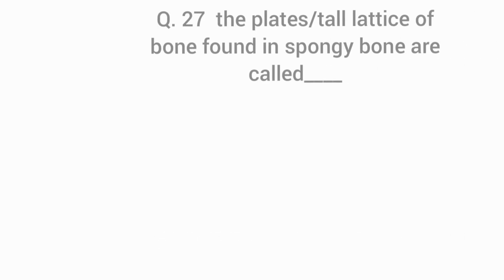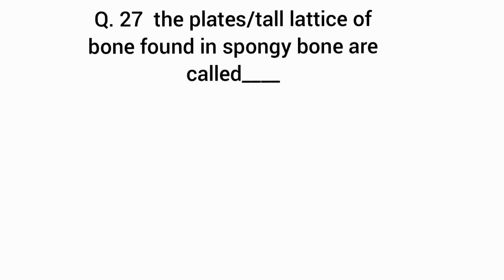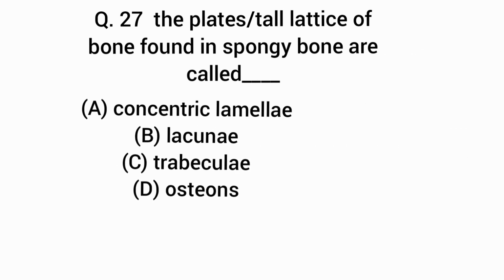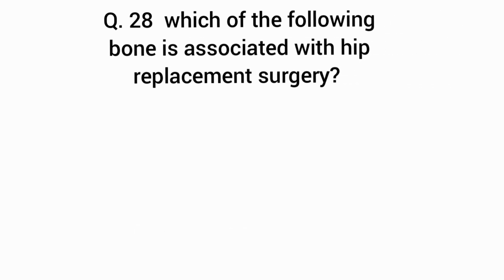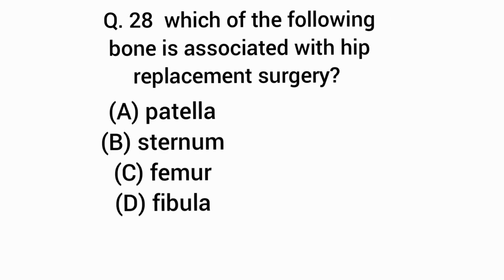Question number 27. The plates and lattice of bone found in spongy bone are called A. Concentric lamella. B. Lacune. C. Trabecule. D. Osteins. And answer is C. Trabecule. Question number 28. Which of the following bone is associated with hip replacement surgery? A. Patella. B. Sternum. C. Femur. D. Fibula. And answer is C.